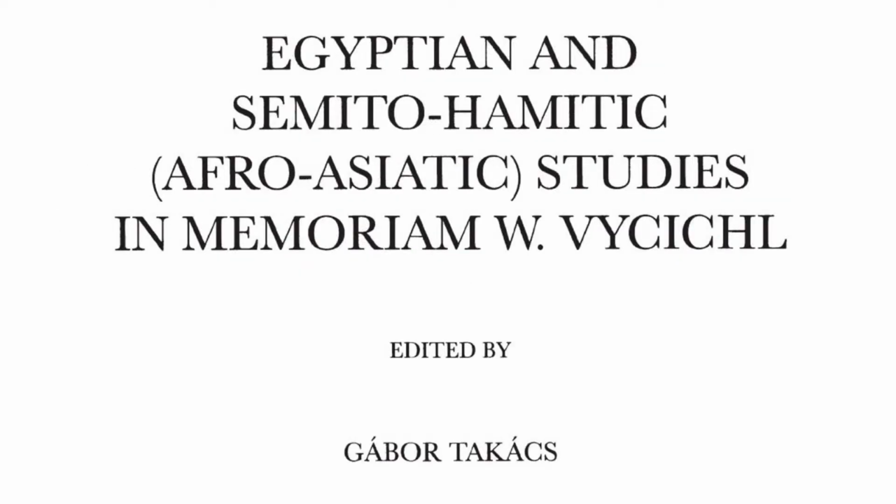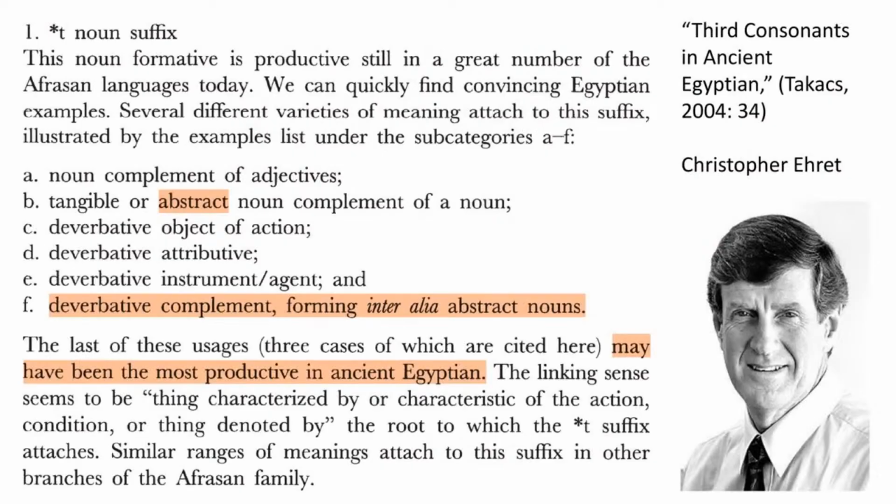So we're going to go to this text edited by Dr. Gabor Takacs, and it is Egyptian and Semito-Hamitic Studies, in memoriam of W. Vycichl, right? And so Dr. Christopher Ehret, the late Dr. Christopher Ehret, who passed away this year, has an article titled Third Consonants in Ancient Egyptian. On page 34, he's talking about the T noun suffix, and he gives these characteristics.